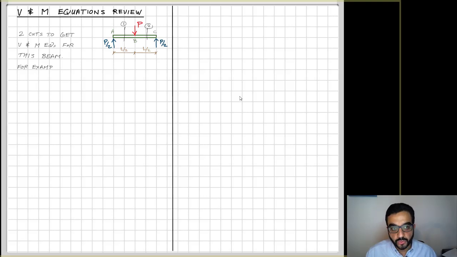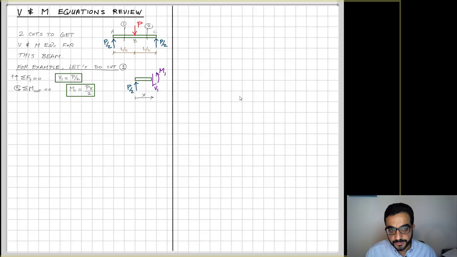If I do the first cut, for example, I'll find that the cut free body diagram will look like that. And when I do the sum of forces in Y and sum of moments, I end up with the first shear and moment equations. We can see here that V1 is equal to P over 2, regardless of where exactly this cut is between 0 and L over 2. And M1 will be equal to Px over 2. So now it's dependent on where you make the cut. M will change linearly with the distance x.